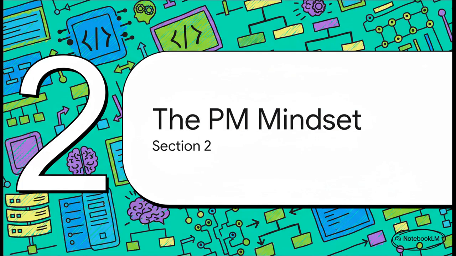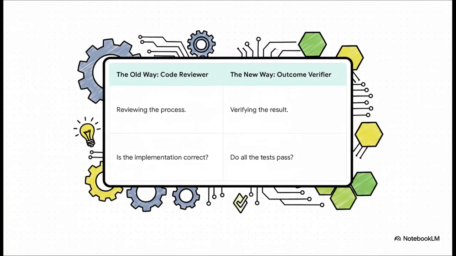All right, Section 2, thinking like a product manager. So now that we have that foundation in place, it's time to level up. And this next part isn't about a new file or some secret command. Nope, it's all about a really crucial shift in your mindset. This comparison just lays it out perfectly. The old way, you're a code reviewer. You're obsessing over every single line of code the AI spits out.